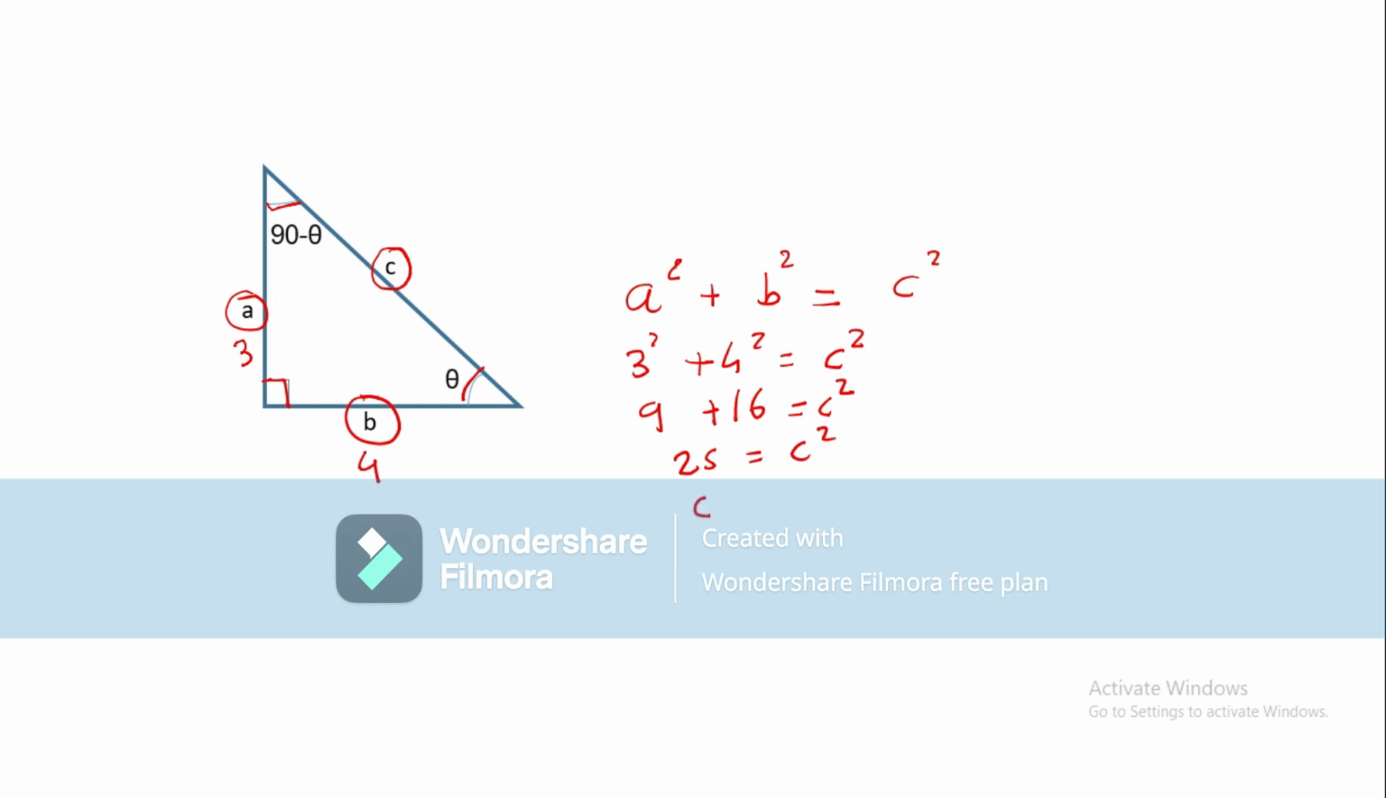Now C is equal to the square root of 25, which is equal to plus or minus 5. As length can't be negative, we cannot use the minus sign, so it should be positive 5. So the length of C should be 5, based on the given data that the lengths of the two shorter sides are 3 and 4.